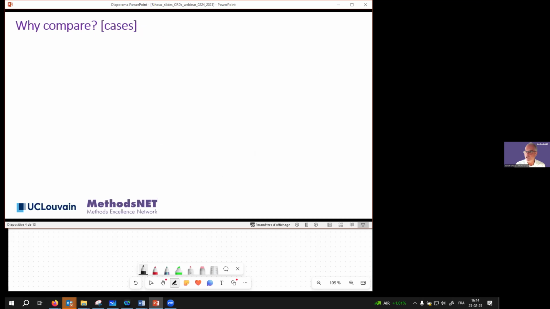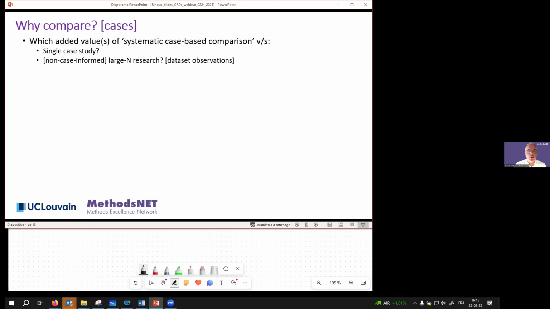Why compare cases? I will unpack a bit the concept of cases in the next couple of slides. What is the added value? What is the decisive or specific added value of going comparative, i.e. choosing deliberately, in a planned manner, to select a certain number of cases, so at least 2 cases, for your research?